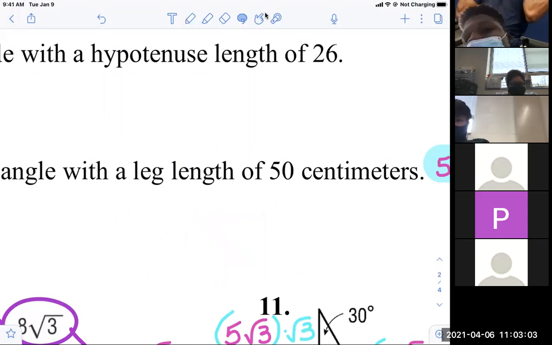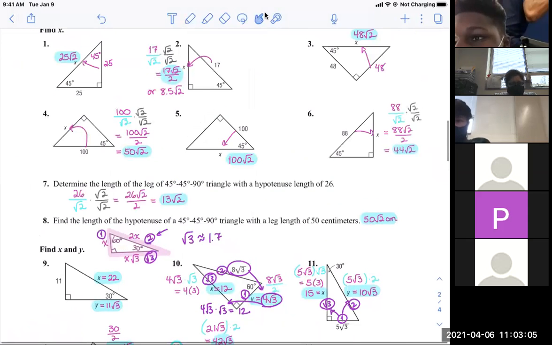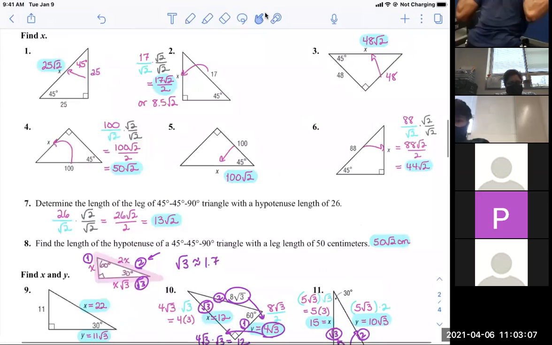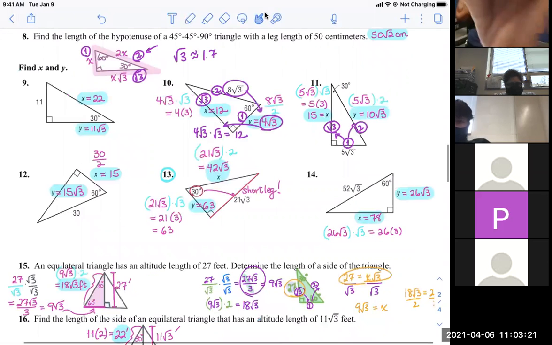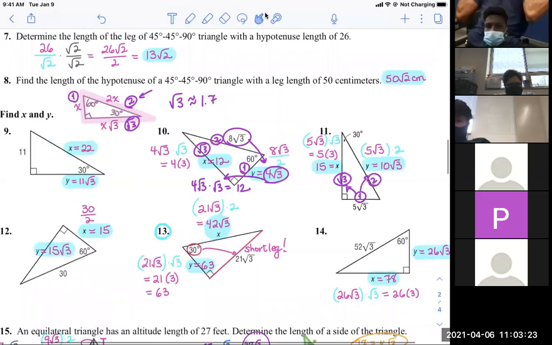Yeah, the legs are 50. And again, you can do the Pythagorean theorem, but it's going to eat up a bunch of time when you can just look at that and go, oh, it's 50 root 2. Questions on 1 through 8? Anything else? Okay, how about let's just look at the middle ones here, 9 through 14.